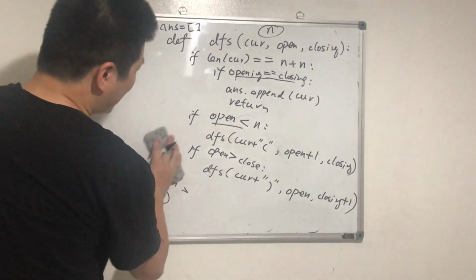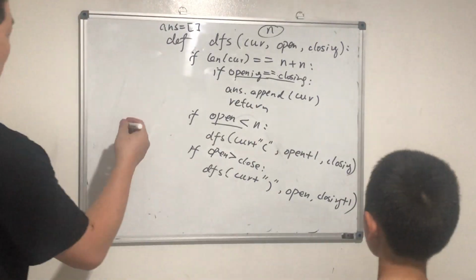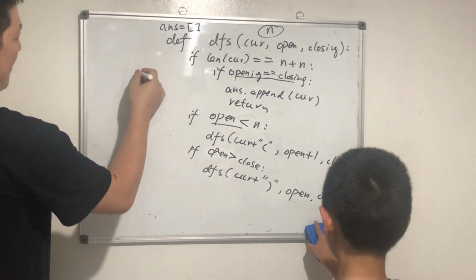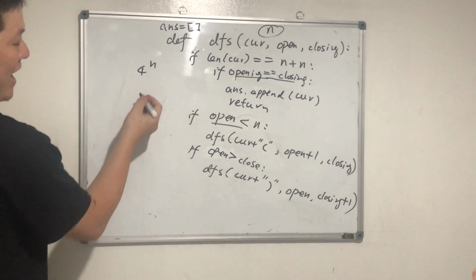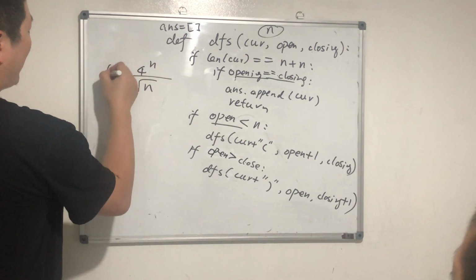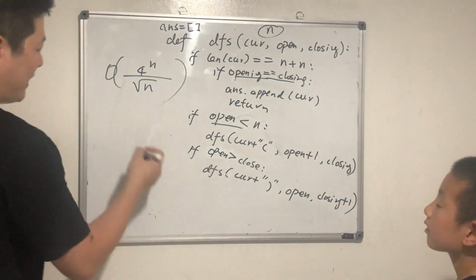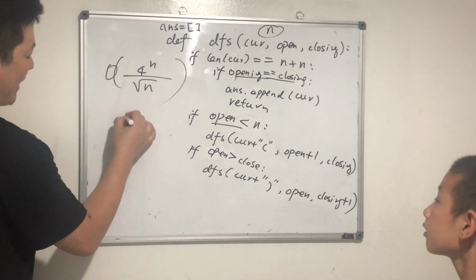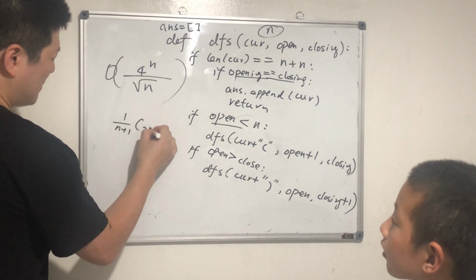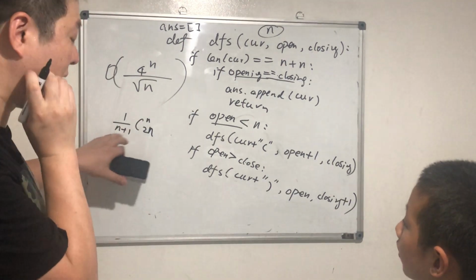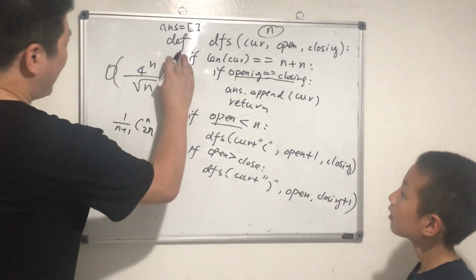The time complexity for this one is a bit tricky, okay? You don't need to know it, it's out of scope, right? It's very complex. It's 4 to the power of n divided by square root of n. Yeah, it's quite complicated. It's mathematics. It's roughly the Catalan number, C2n. Yeah, so it's quite complex. I can talk about this another day, okay?